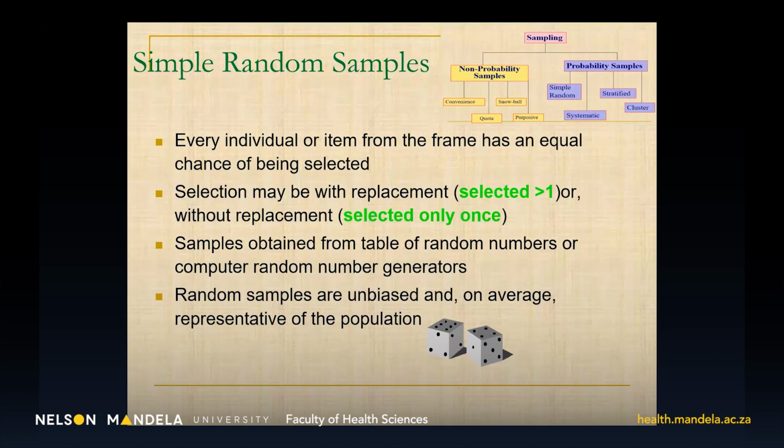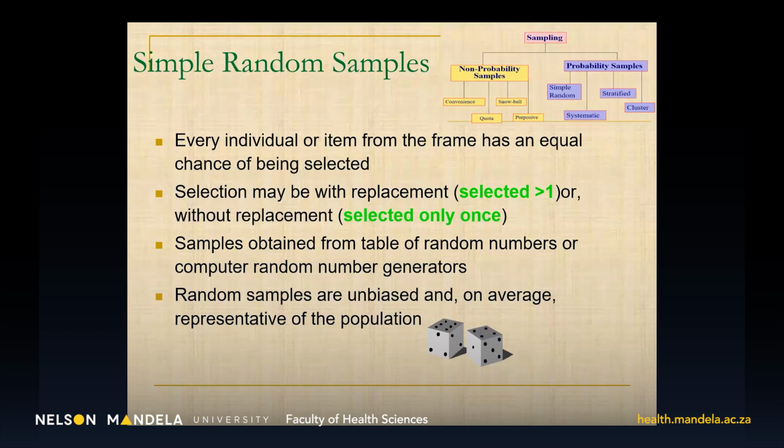Think about that biostats class of mine. I pick John. John has been selected. John is not in the pot anymore. I've got 19 left. Next, I pick Mary. And Mary cannot be picked again. John cannot be picked again. So it's without replacement. So an individual can only be selected once.